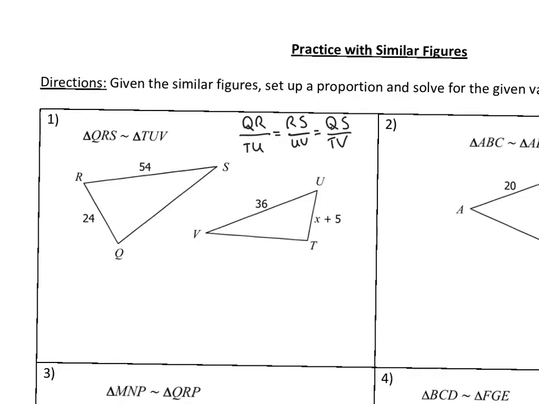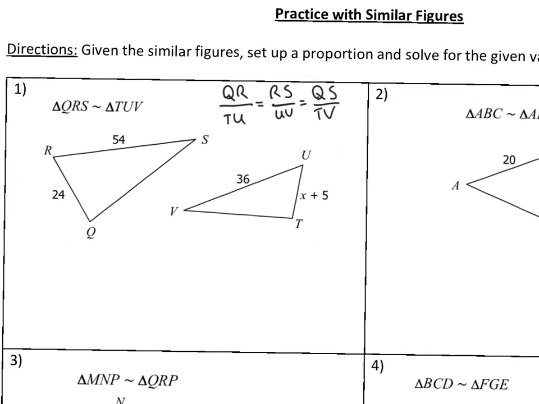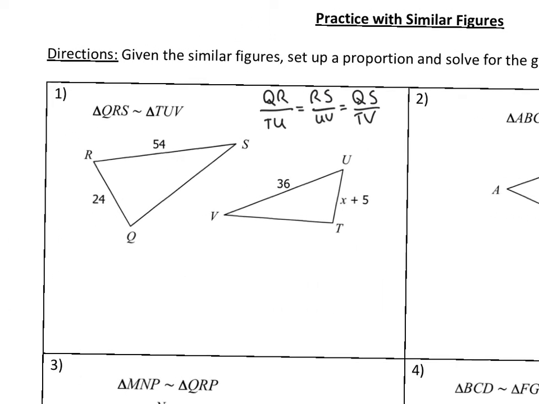All right, it says given the similar figure, set up a proportion, then solve for the given variable. So here's our proportion. We just have to fill it out. There will probably be a part of this proportionality statement that we won't end up using. I believe it's going to be the last part because we don't know QS and we don't know TV. They're not listed, but we can at least set up the first half.